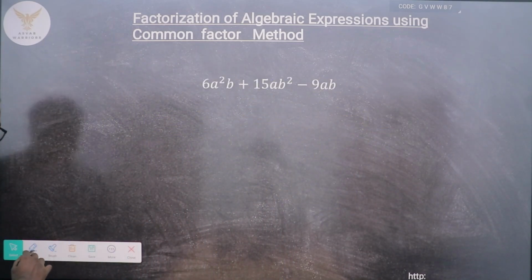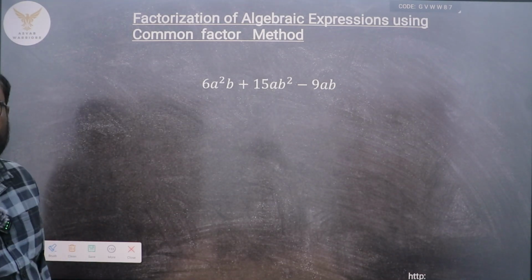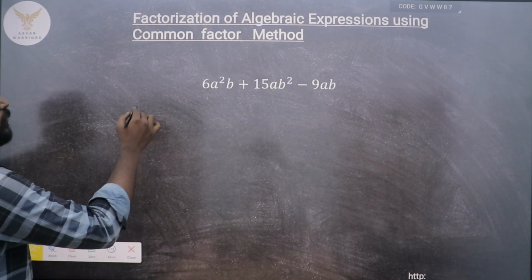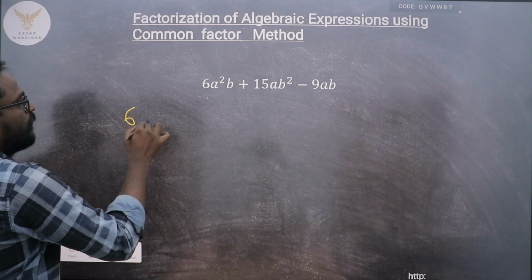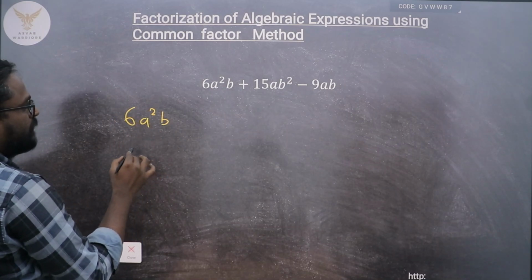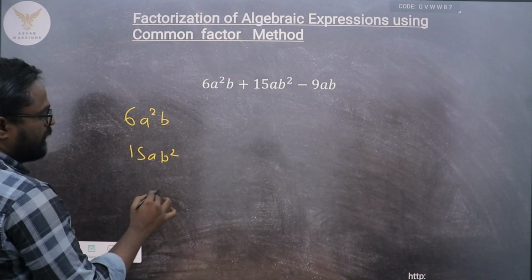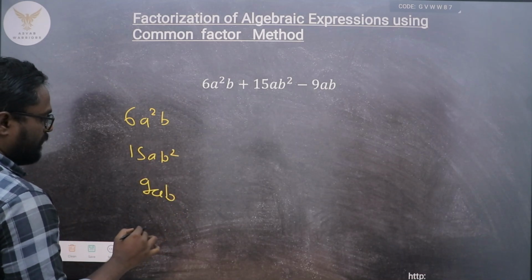Now, let's try solving this question over here. There are 3 terms, which means it is a trinomial. So, what will I do now? I will write down the terms like this: 6a square b, 15ab square, 9ab.